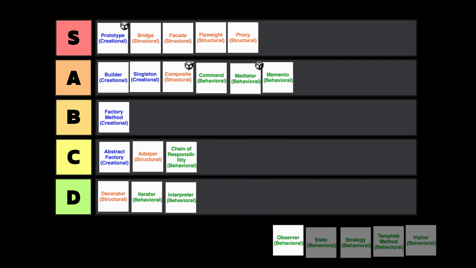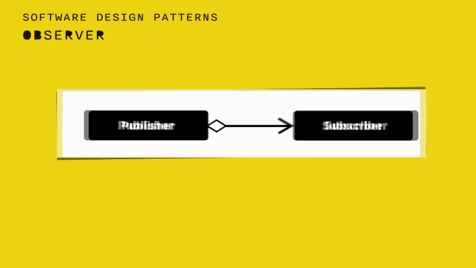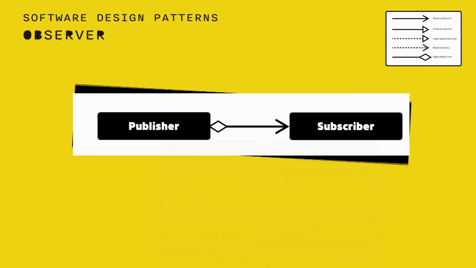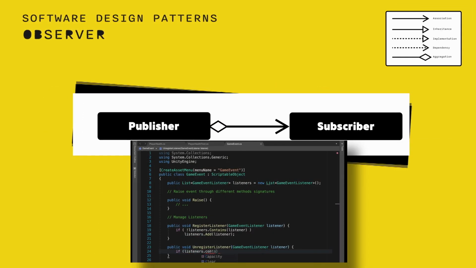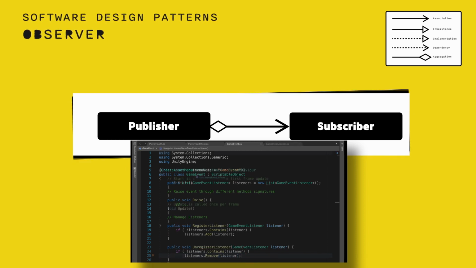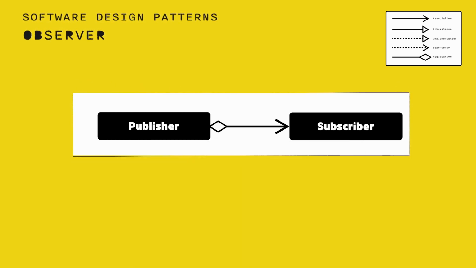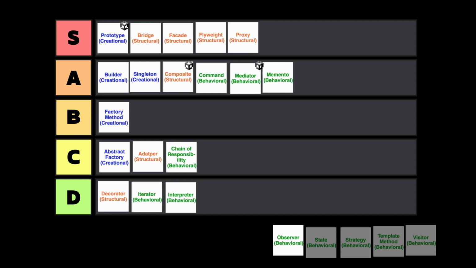Are you new here? Should I really introduce this pattern? I'm a big fan of publish subscribe systems. I made an entire video on building an event system using scriptable objects. This is S tier. All day long, one of the best ways to keep systems completely decoupled from each other. I love events. Next pattern is a state pattern.